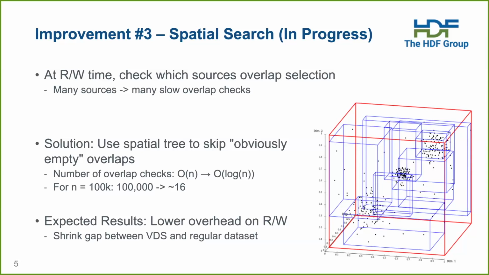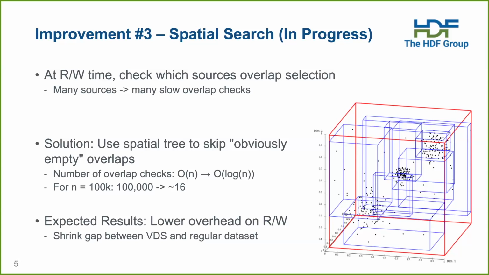So it has all these pointers to 50,000 different source datasets. If you want to read from one region, we need to figure out which of those source datasets have their data within that region of the virtual dataset, which means running 50,000 some intersection checks between your selection and the regions of each of those source datasets, which can pretty quickly become time consuming. And the solution we've gone with here is to use a spatial tree to skip what I think of as the obviously empty overlaps.